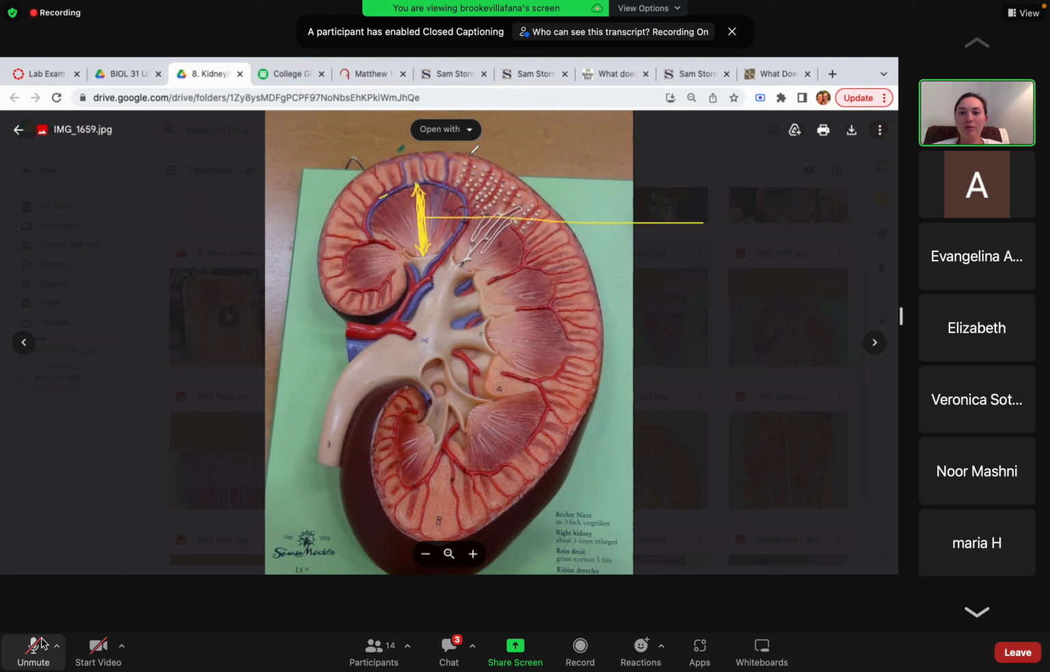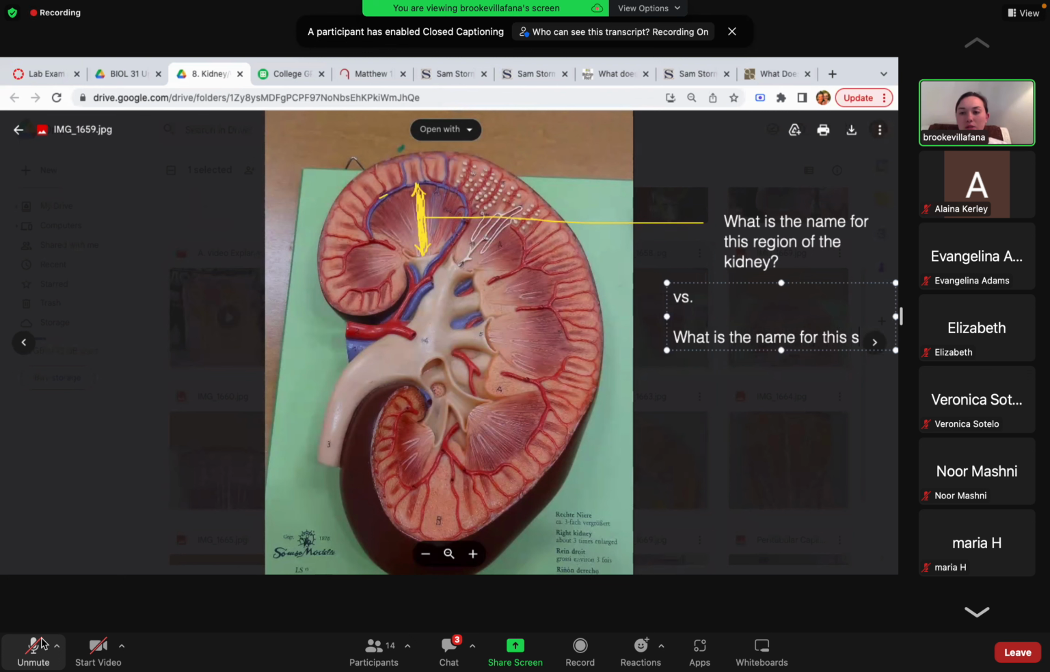And then the wording of the question would be, what is the name for this region of the kidney? Is that clear? What is the name for this region of the kidney? Versus what is the name for this structure? Structure would be pyramid, right? The region would be medulla. So just pay attention to the wording on the question.